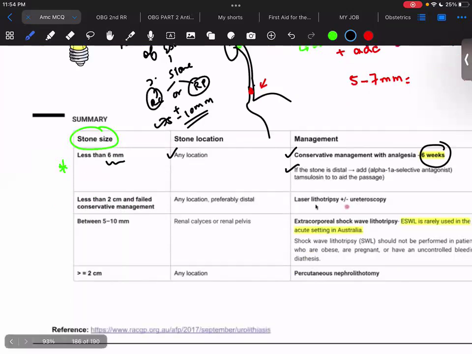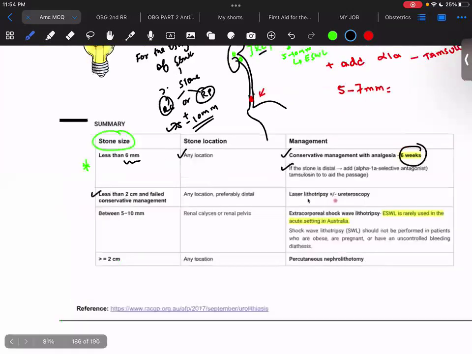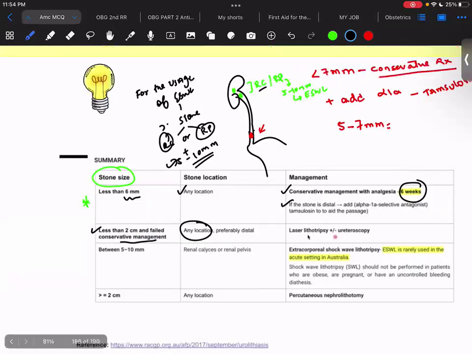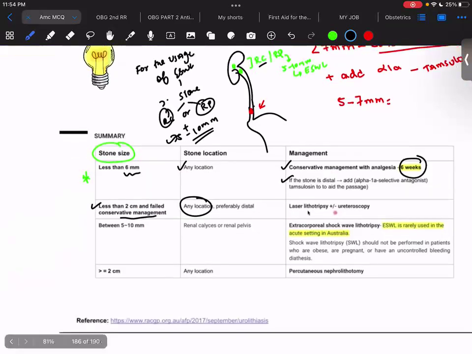That's important. Now, if there is any stone which is less than 2 centimeters and failed conservative management, at any location, preferably distal, we can go for the laser lithotripsy, plus we add the ureteroscopy.